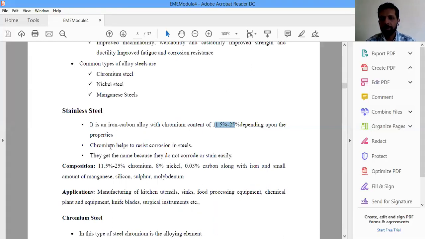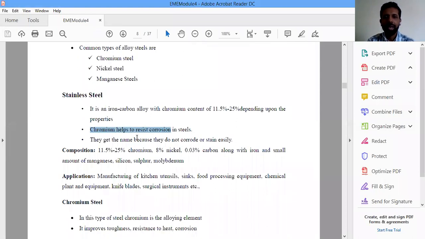Why we add chromium is that chromium helps in corrosion resistance. Each metal has its own properties. If you look at copper, it is a very good conductor of heat and current, right? So when we add copper, some of those properties get added. Similarly, chromium has the property of corrosion resistance and gives a very shiny, smooth surface finish. So for applications where it has to be corrosion resistant, they go in for adding chromium into the metal, right? And they don't get stained, they don't corrode so easily, right?